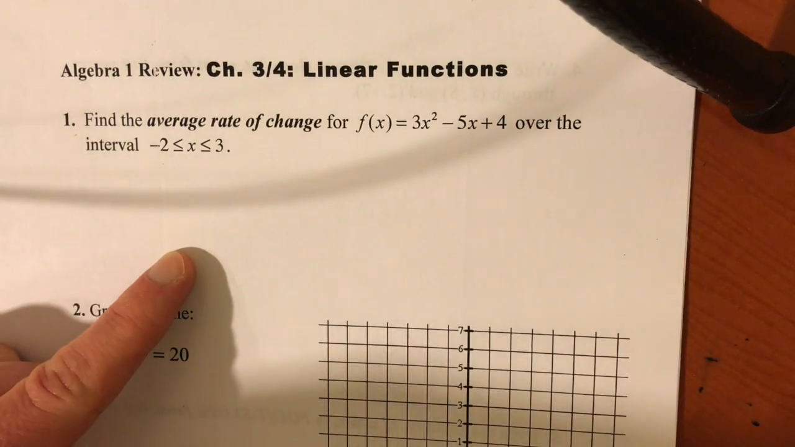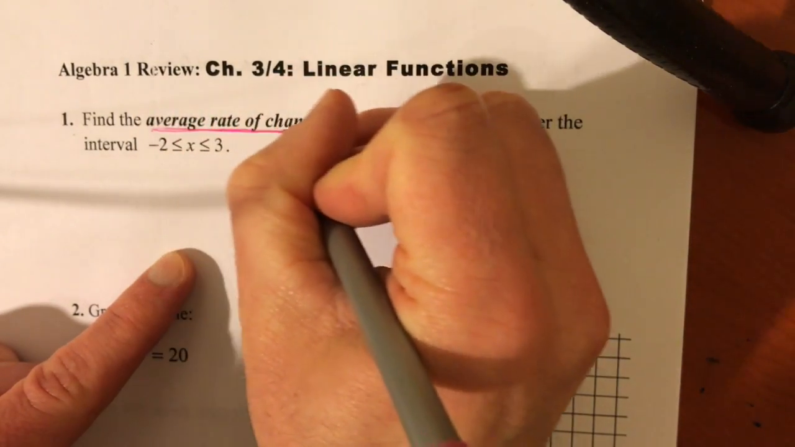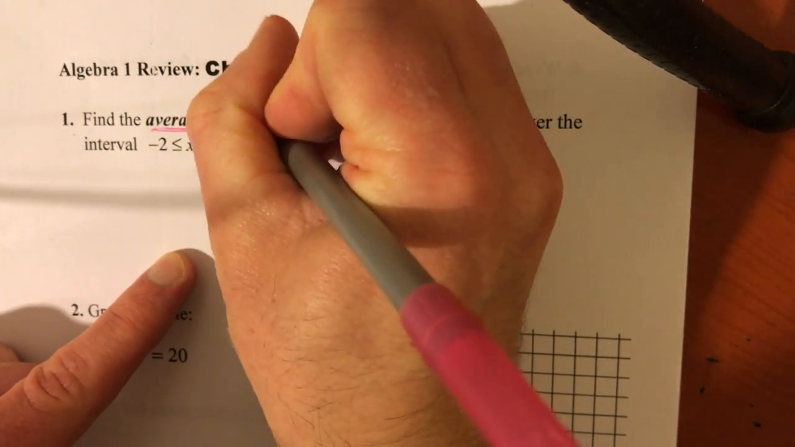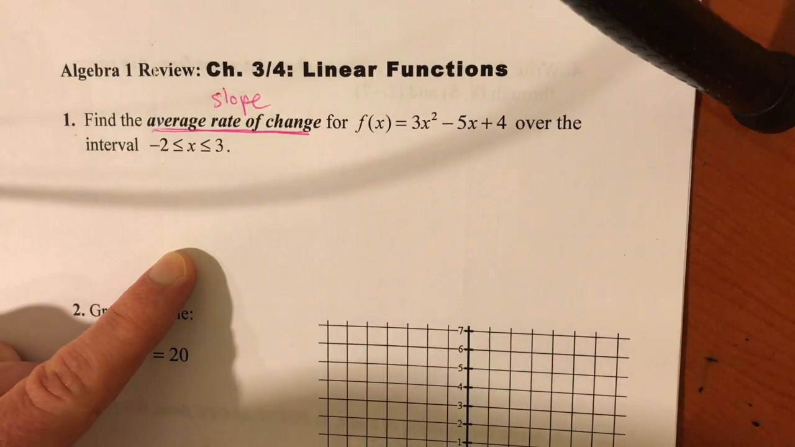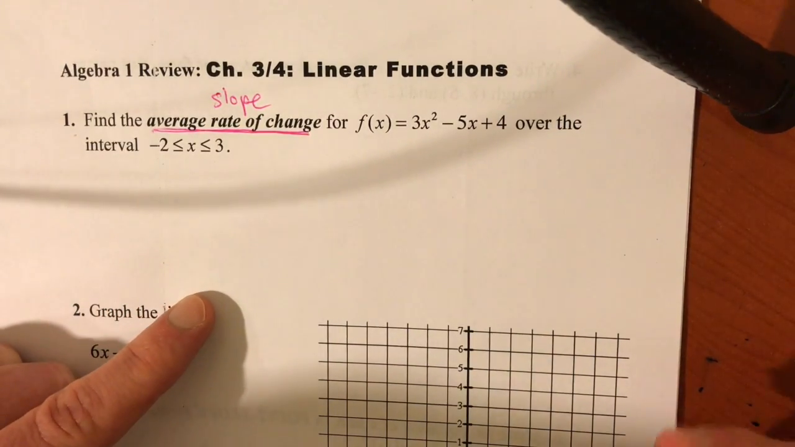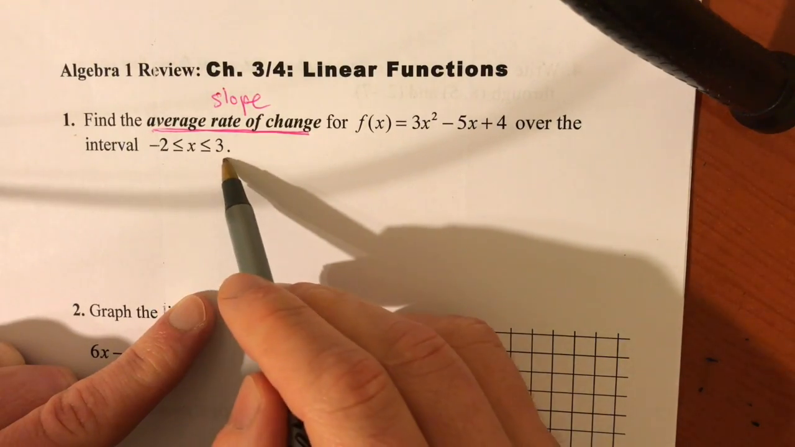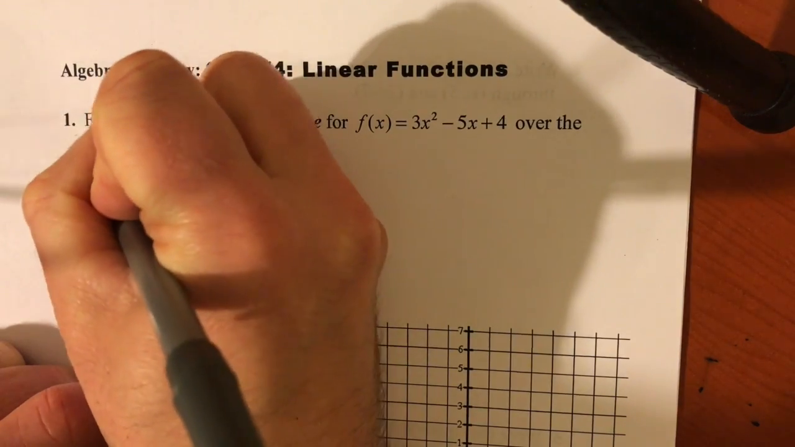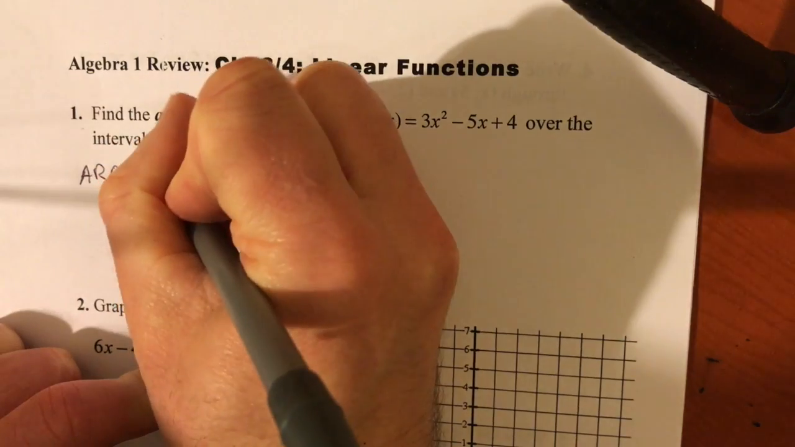But the phrase average rate of change is just another way of describing slope. That's what slope is, right? It measures the rate of change of a line. And so the average rate of change means to just do the slope on this curve between this point and this point. So average rate of change, or AROC as I abbreviate it, is slope.